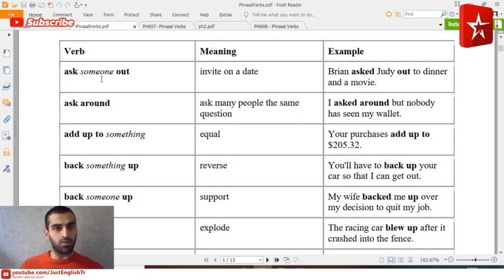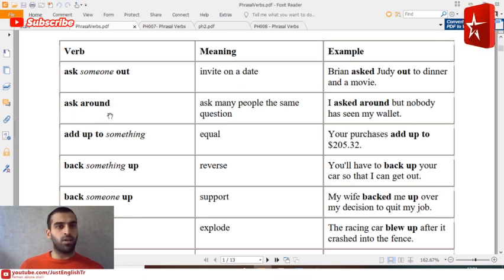The first one is ask someone out. Ask someone out, it means invite someone on a date. For example, Brian asked Judy out to dinner and a movie. Brian asked Judy out to dinner and a movie. Here you can see ask out. It means invite on a date.